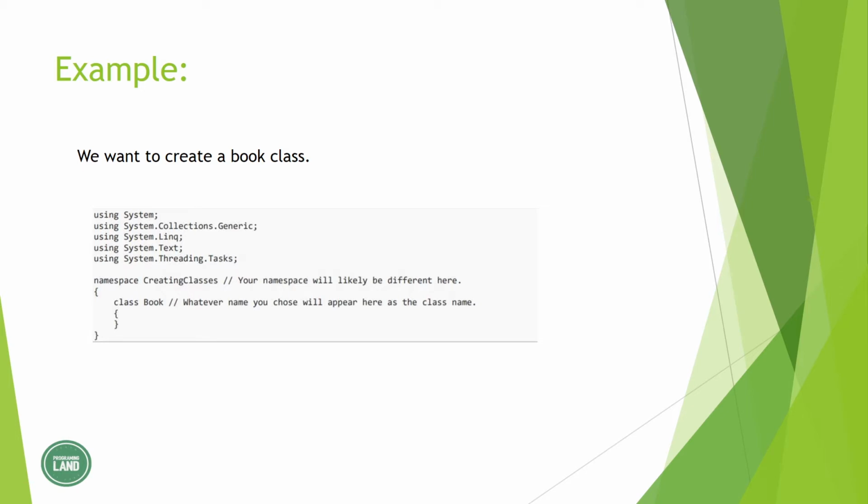For example, here we have a book class. As you see, we first write class and then the name of the class. I will show you how we can create a class in Visual Studio in C# in a minute.